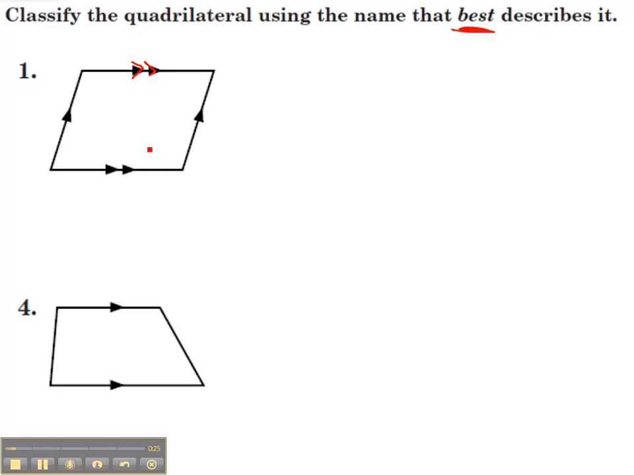These arrow marks are telling us that the sides with 2 arrows are parallel to each other, and these sides with 1 arrow are parallel to each other. So if opposite sides are parallel, that's a parallelogram. There's lots of special kinds of parallelograms.